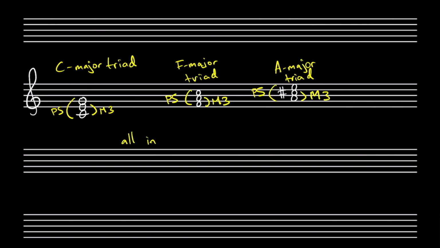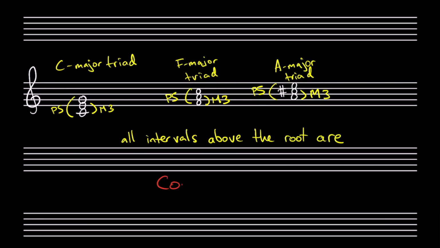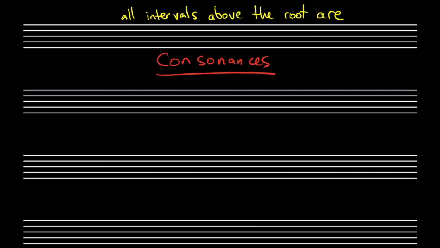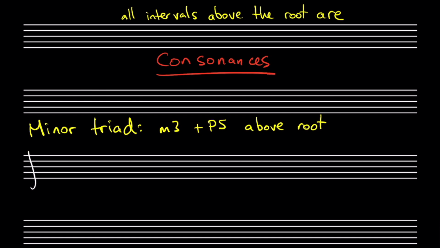Notice that in major triads, all intervals above the root are consonances. You've got a major third, and then a perfect fifth, and then there's also a minor third between the third and the fifth. There's one other type of consonant triad that also has this feature. That's called the minor triad. A minor triad has a minor third and a perfect fifth above the root. So a C minor triad would have C, E flat, and G.